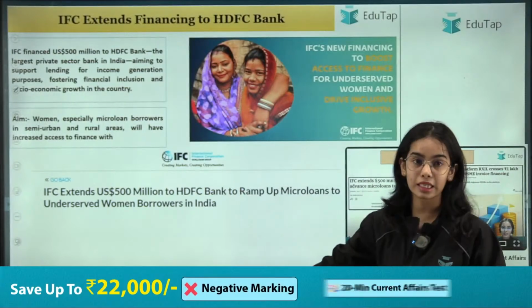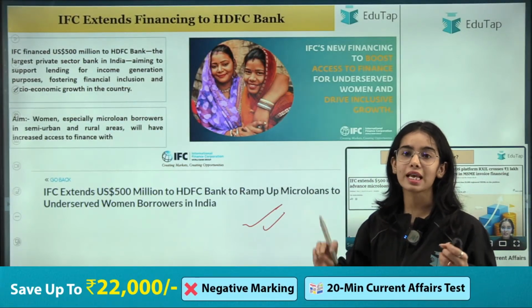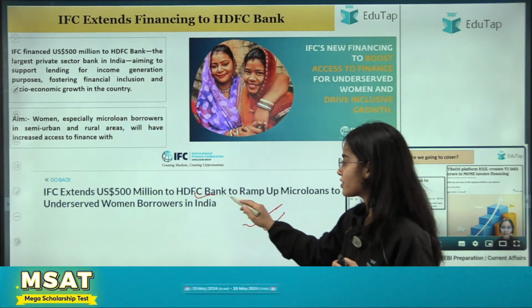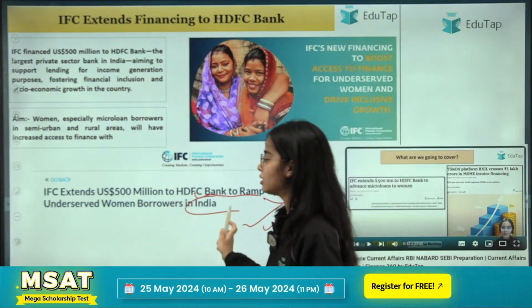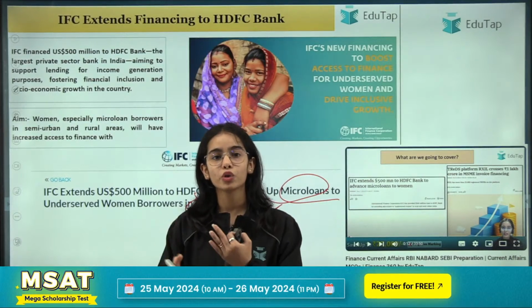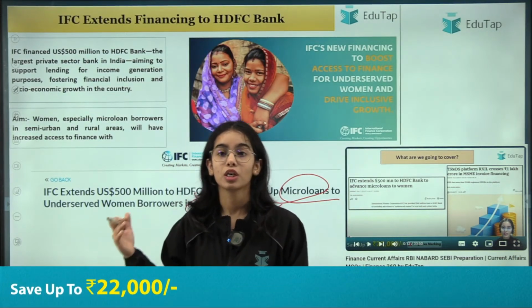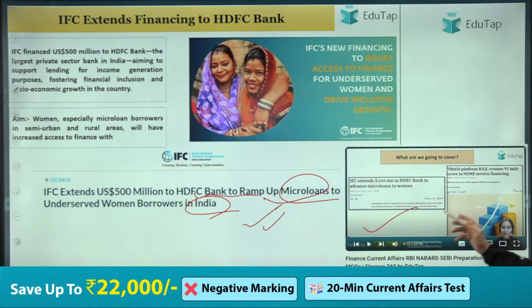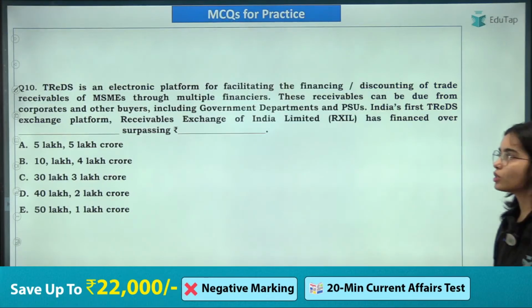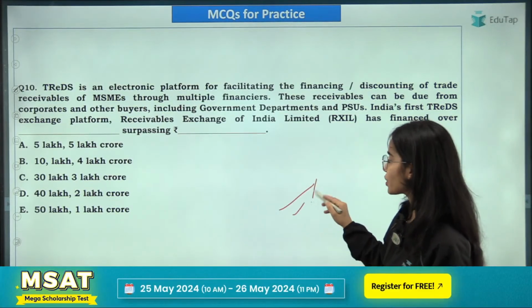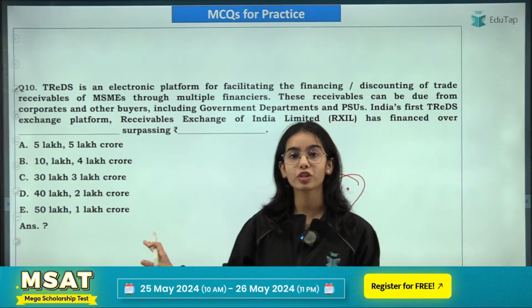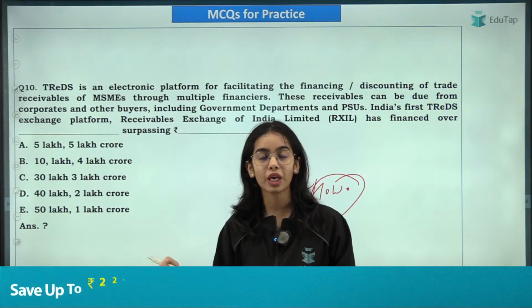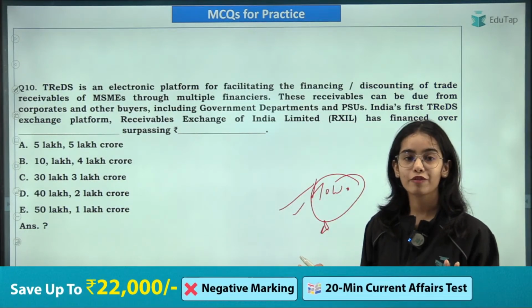So here the answer is E. We have discussed that the IFC extends this amount to HDFC Bank to ramp up microloans to underserved women borrowers in India, so that they can do income generation activities. We have also discussed the TRADES platform. This is a homework question for you from the TRADES platform, so you have to give the right answer to this question. Is everything clear?